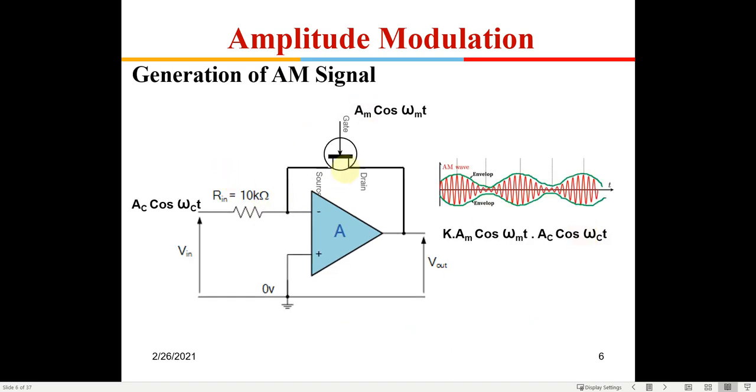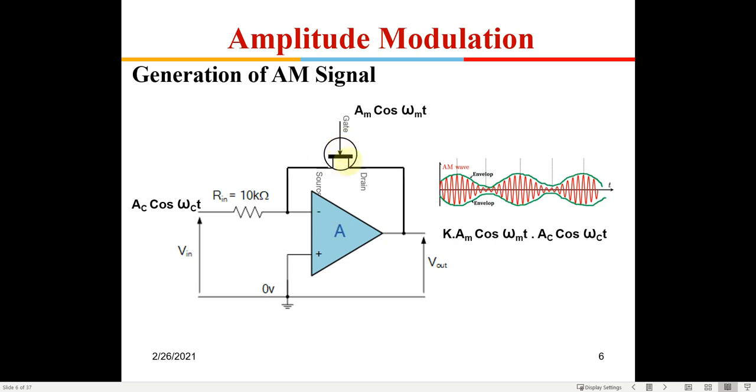Now how do I use this to generate an AM modulation? The only thing I need to do here is replace this RF with some device whose resistance will vary with a gate signal which is applied here. So suppose I am using a PJFET or a PFET, its resistance changes with the gate voltage which is applied here.